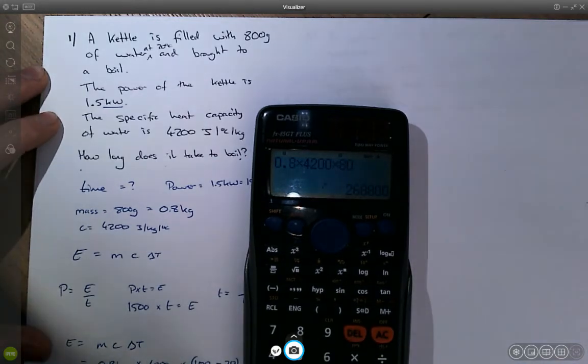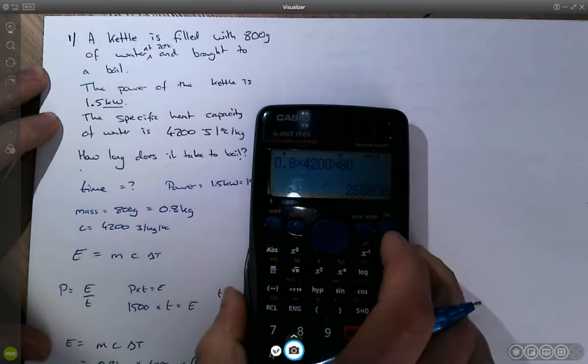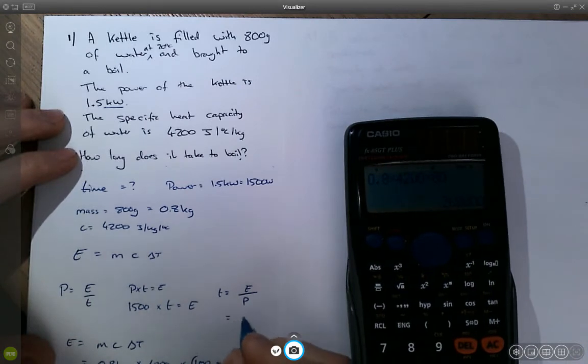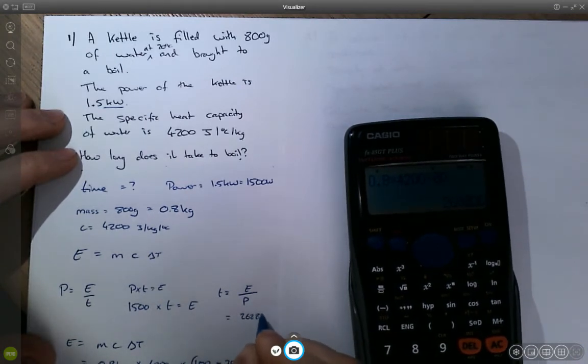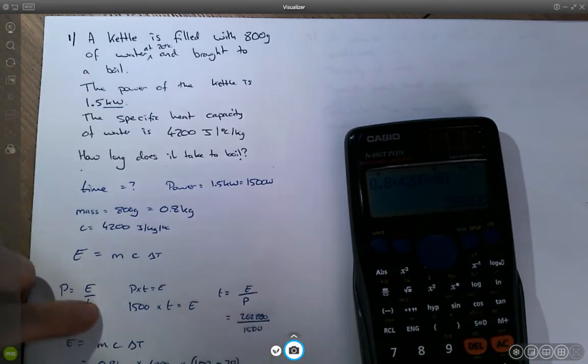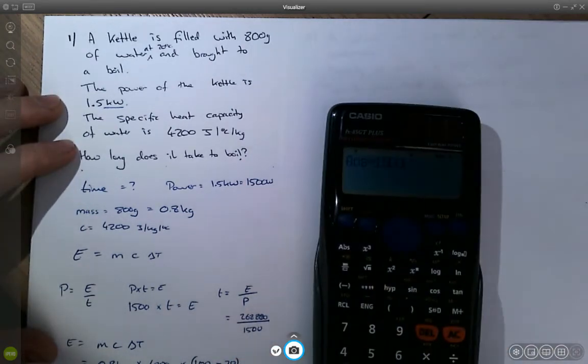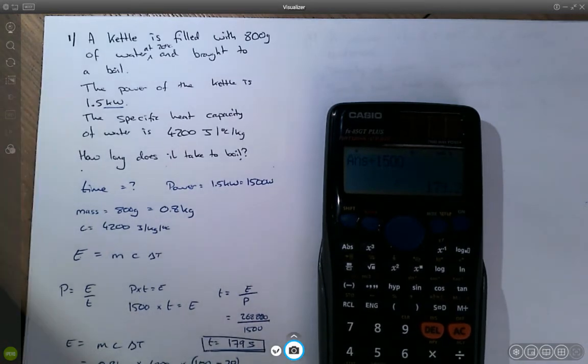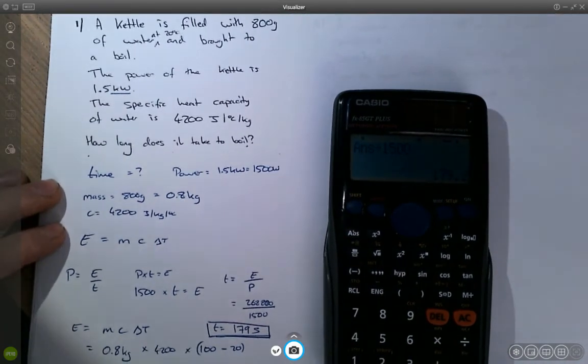So therefore I can put that in my calculator and get 268,800 joules. And now I can put this in this equation up here. So our time is 268,800 divided by our power, which is 1,500 watts. And that gives us a time of 179 seconds, or 179.2 seconds. So this will be worth probably 5, maybe 6 marks.